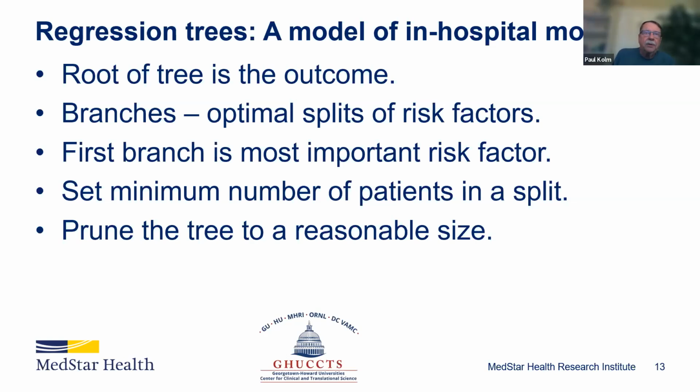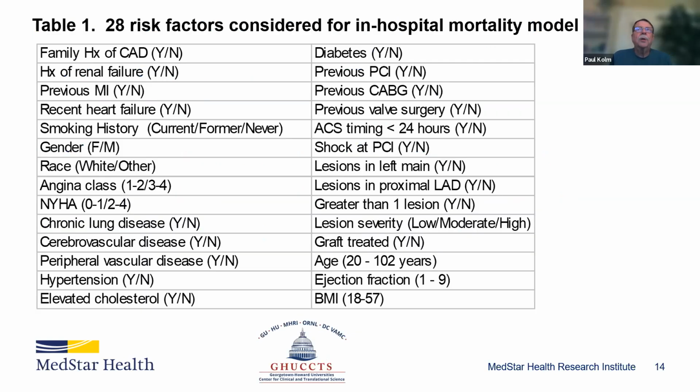So I'm not going to go into the specifics of actually doing that, but what I want to do is look at a tree model of in-hospital mortality. In this application, we have 28 risk factors. These are patients who are undergoing PCI, percutaneous coronary intervention. Of these 28, 3 of them, age, ejection fraction, and BMI, are continuous variables. All the rest are categorical, most of them dichotomous variables.